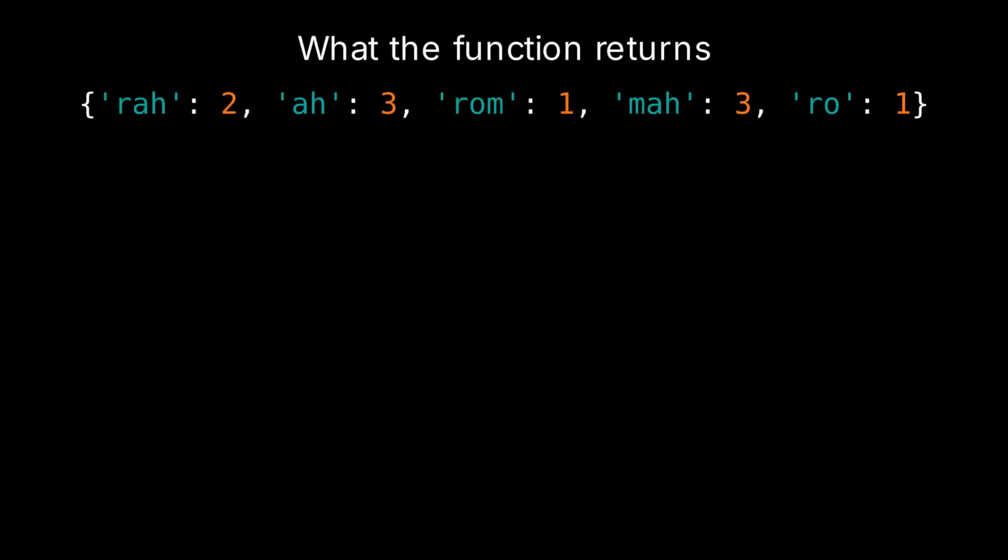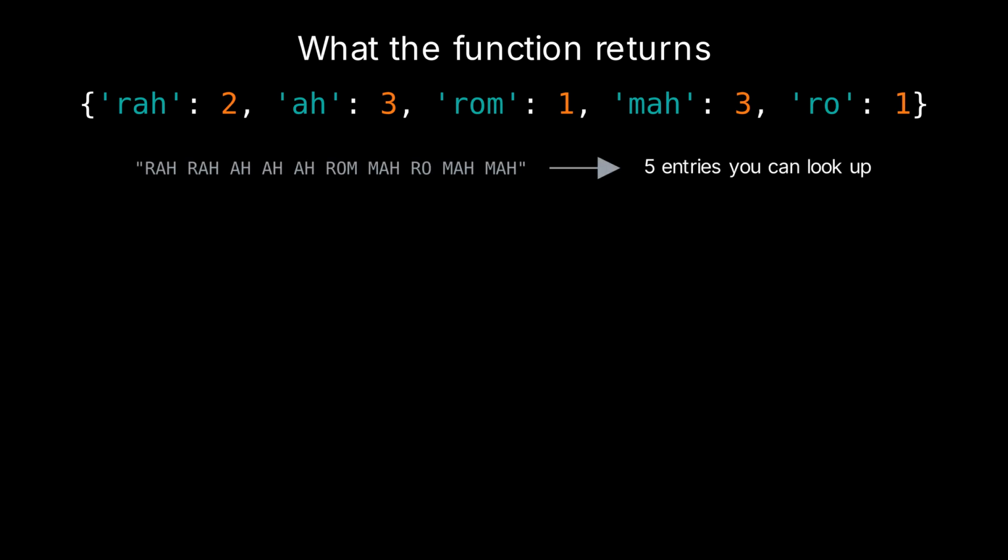Here's the result the function returns for our test song. Read it off. Ra 3, Rum 1, Ma 3, Ro 1. That's a compact, faithful summary of the whole song. We've turned an unwieldy string into a structure we can actually reason about. And that was the entire point of piece 1.